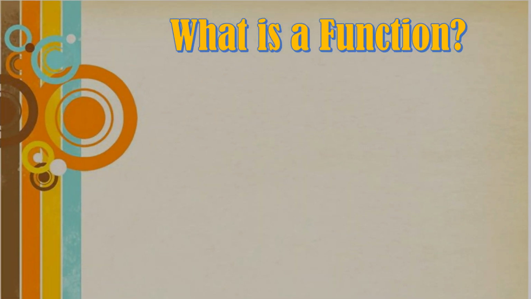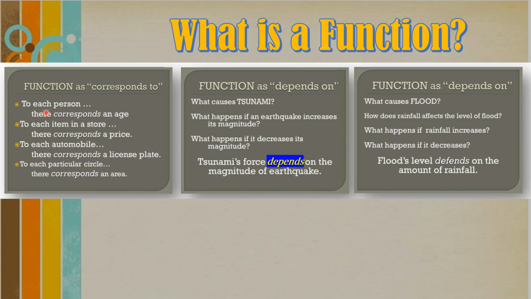Now, let's define function. Function can be described by the following. We have here function as corresponds to. To each person, there corresponds an age. To each item in the store, there corresponds a price. To each automobile, there corresponds a license plate, because for every automobile, there is only one license plate being registered at the Land Transportation Office. To each particular circle, there corresponds an area.